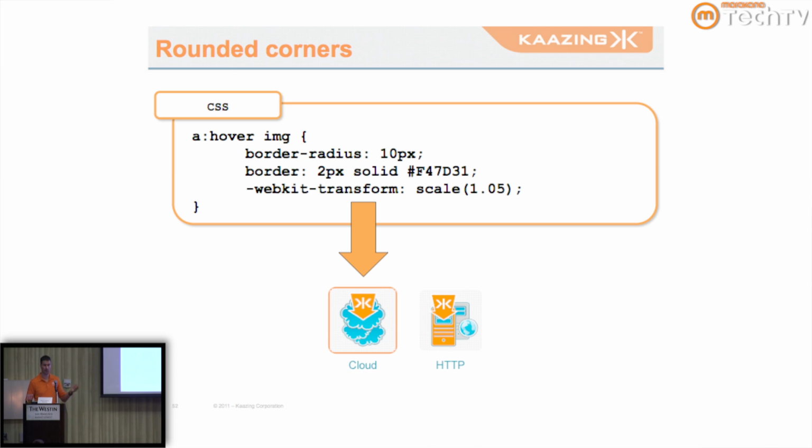So scaling, this is a WebKit transform, so I add the -webkit there. That's for Chrome and Safari to say, okay, well, in that case, scale it. So when I hover over the image, it just gets a little bit bigger.